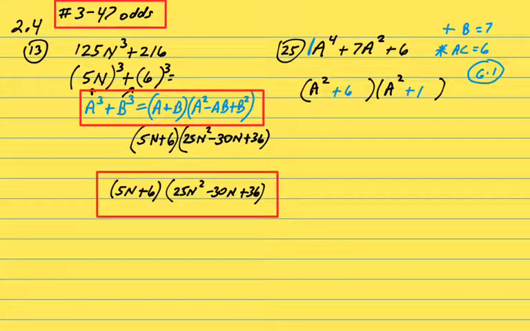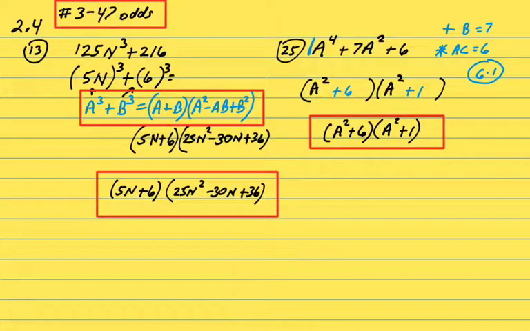There is no formula for the sum of squares. If one of these was the difference of squares, it might factor further. But because they're the sum of squares, you can't take them any further than this.